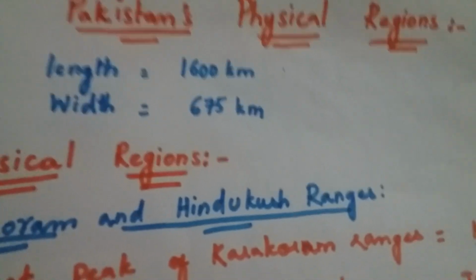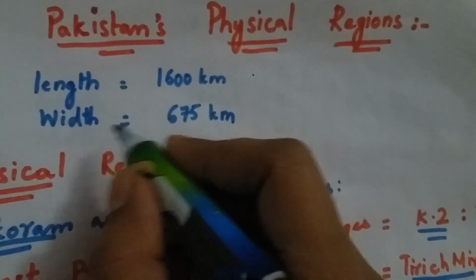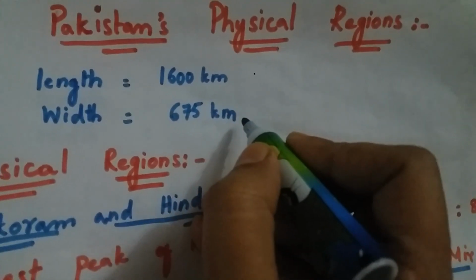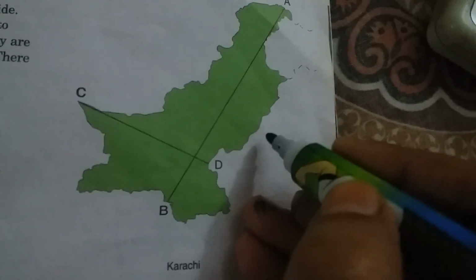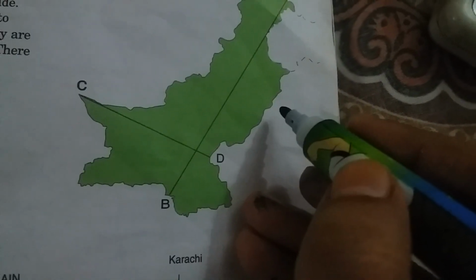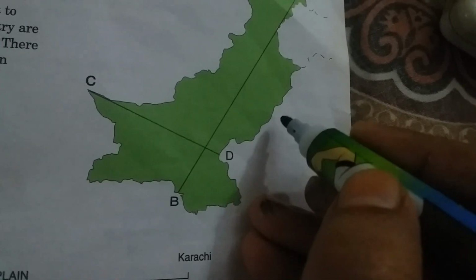Length of Pakistan is 1600 kilometers and its width is 675 kilometers. If we look at the map of Pakistan, the northern and western parts of Pakistan are covered with mountainous areas and the eastern part is flat and fairly low.